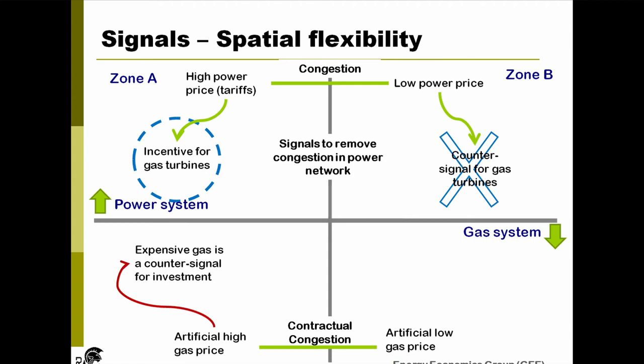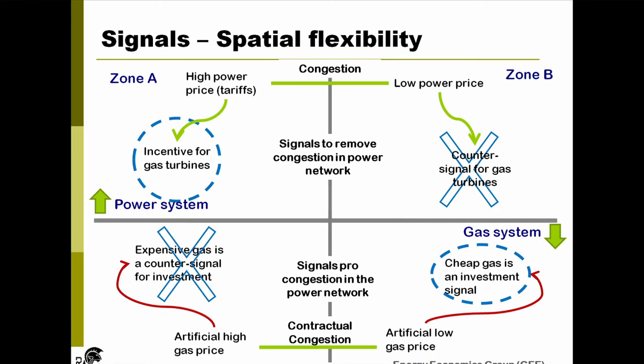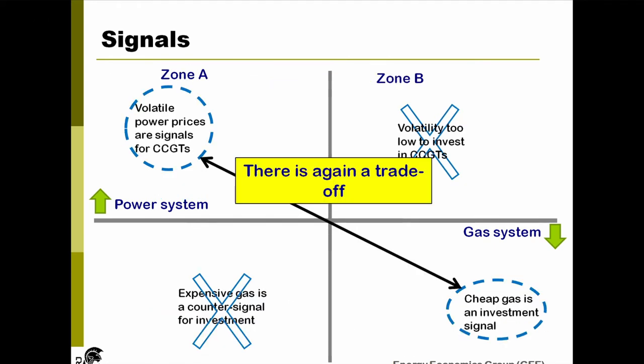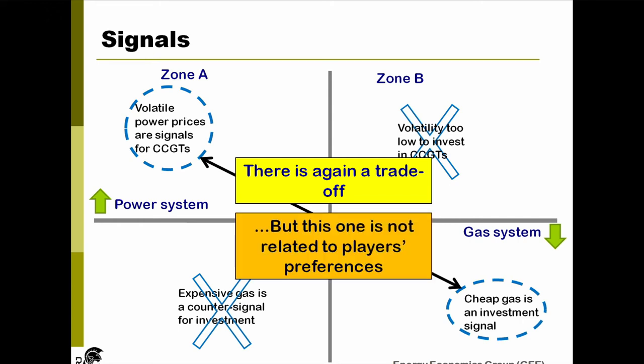This means that the artificial high gas price will be a counter signal for investment in zone A, and the low gas price will be an incentive for investment in gas turbines in zone B. So what we have in the end is again an incentive coming from the gas system to invest in gas turbines in zone B. So again, we have a trade-off. We have exactly the same trade-off as before. The problem is that now this trade-off is not based on market players' preferences. It's a trade-off created by decisions taken in the process of designing the market.